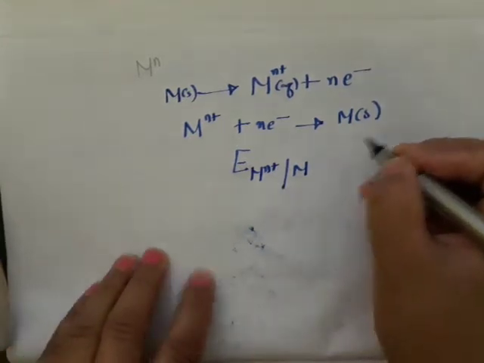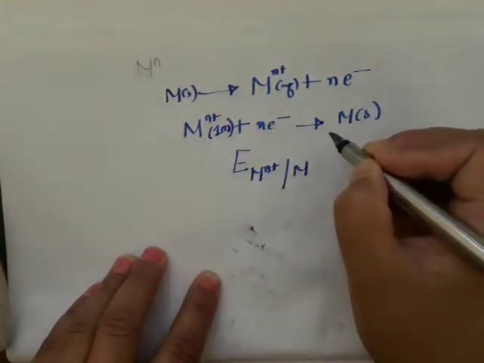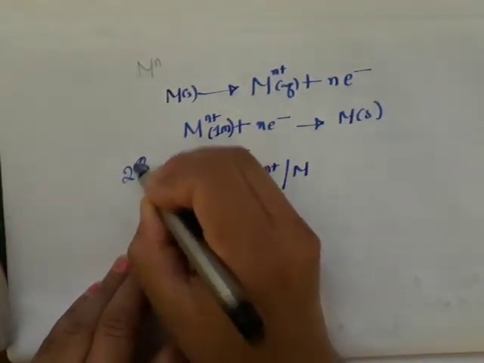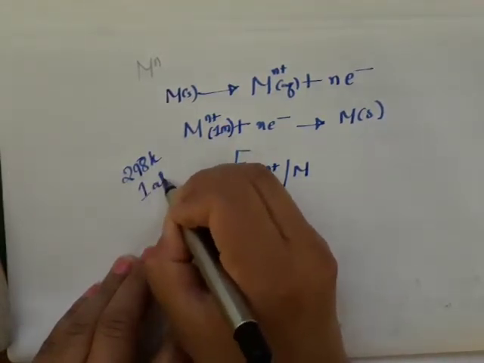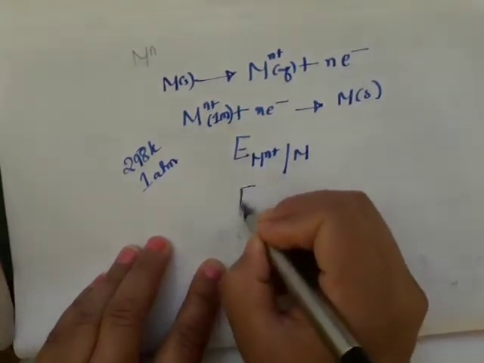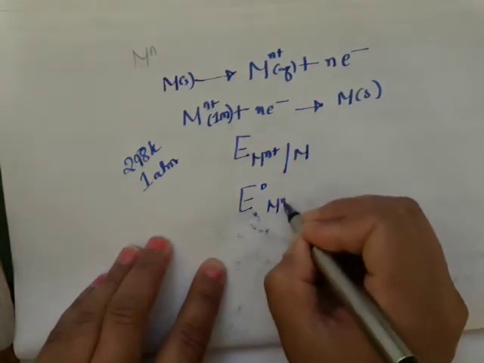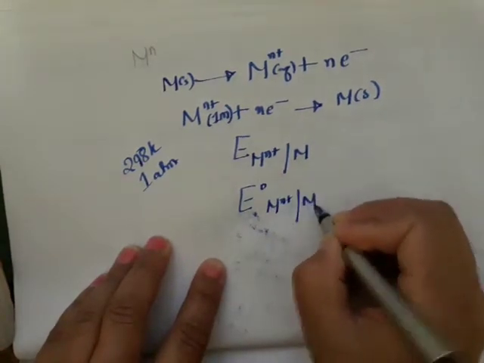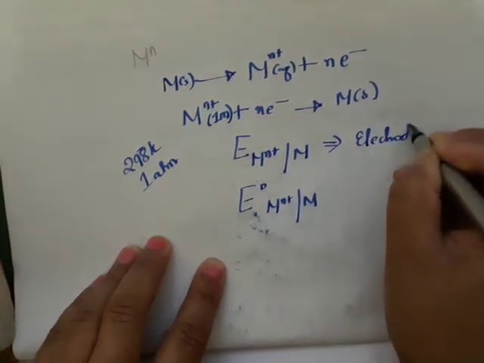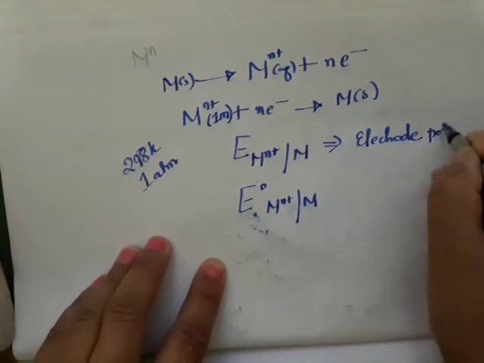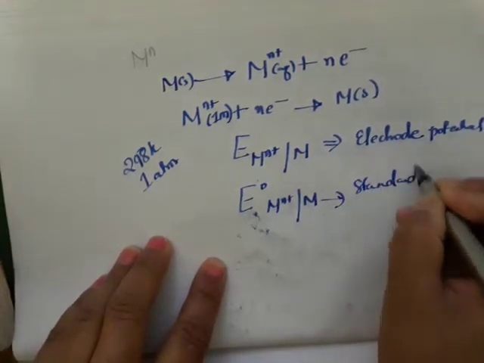Now when the concentration of the electrolyte solution is taken as 1 molar, the temperature is maintained at 298 Kelvin or 25 degrees centigrade, and the pressure is 1 atmosphere, then the electrode potential will be the standard electrode potential, and this is designated as E naught M^n+ to M. So this is your electrode potential, which is your reduction potential, right? And this is your standard electrode potential.